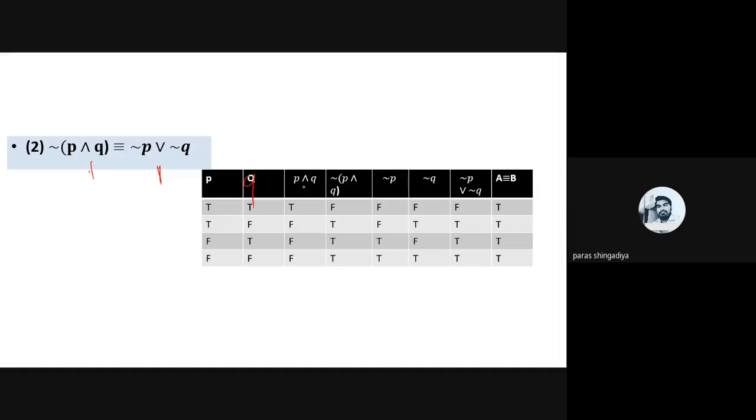So P and Q: in the P and Q relation, when both are T it becomes T, and the remaining will be false. That is the meaning of the AND operator. And then the negation of P and Q: T will become F and F will become T. So these three F's will become T.